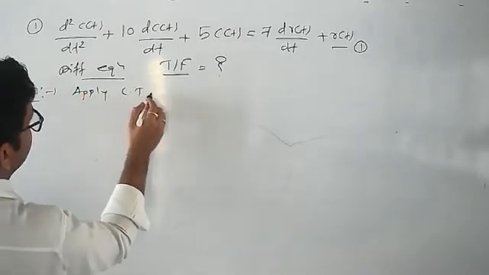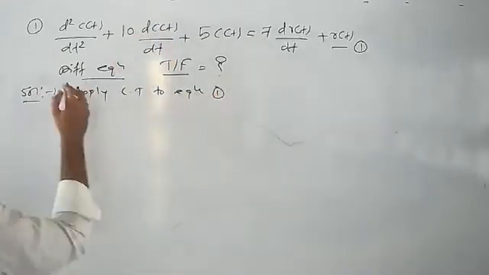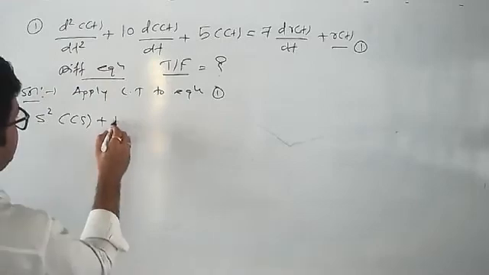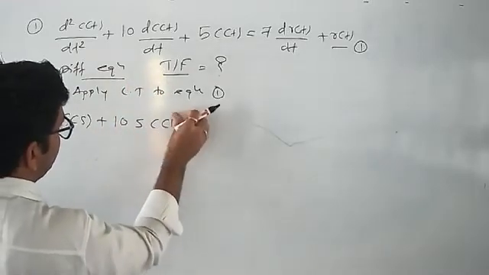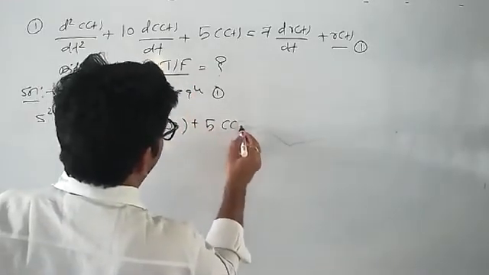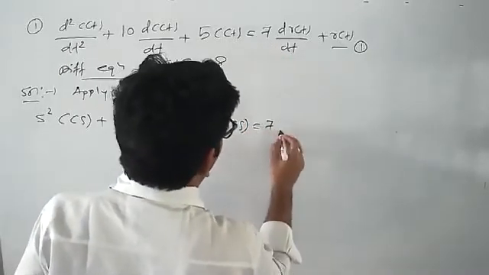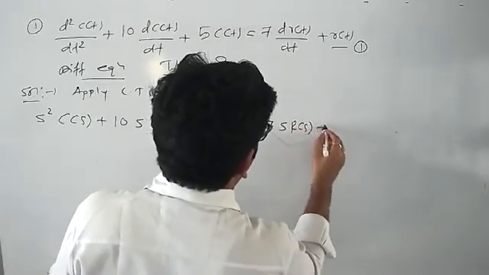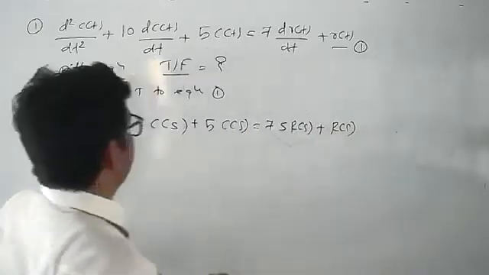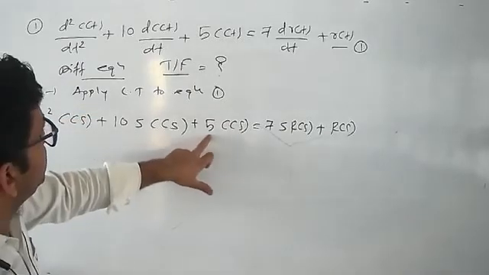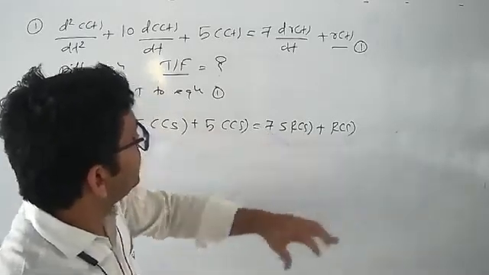we are getting here s square into capital C of s plus 10 into s capital C of s, then plus 5 into capital C of s, which is going to be equal to 7 into s into capital R of s, plus capital R of s. Let us check whether we applied the Laplace transform properly or not. Here we have s square C of s plus 10s C of s plus 5 C of s, 7s R of s plus R of s.